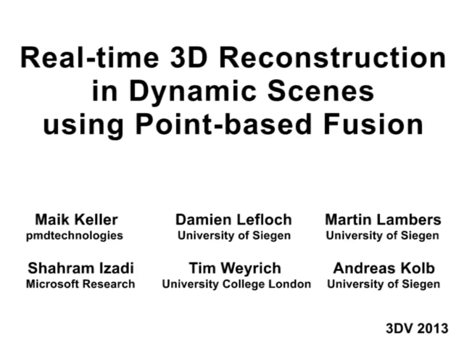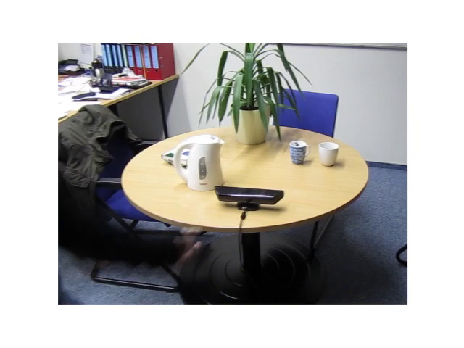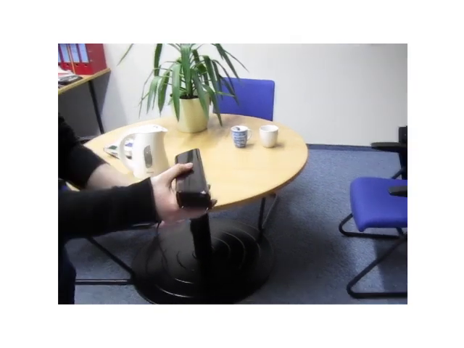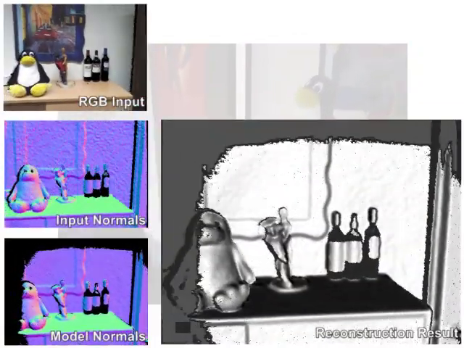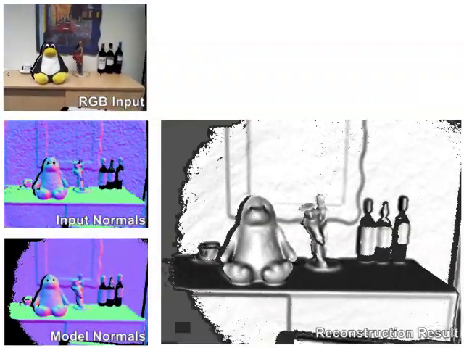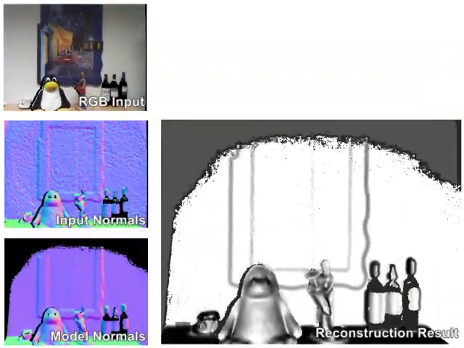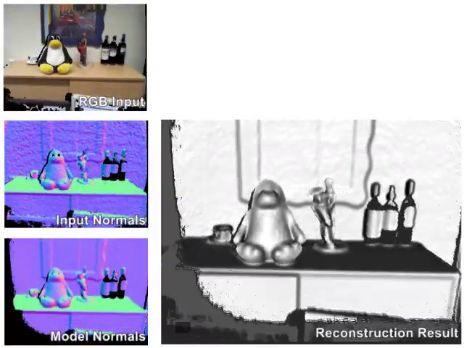We present a new reconstruction system that allows a user holding a depth camera to rapidly capture their environment. Our system is purely point-based and supports real-time reconstructions at scale and with dynamically changing scenes.